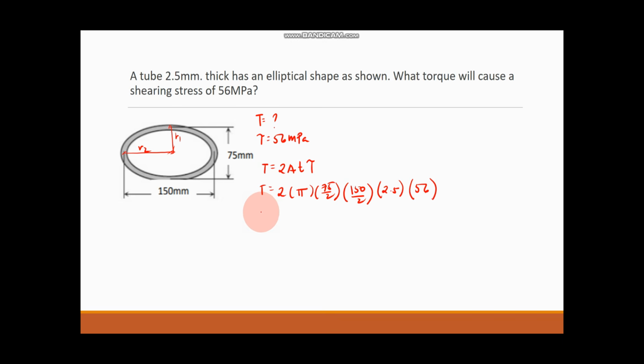So our torque is equal to, it's very easy, direct substitution only. It is equal to 2.47 times 10 raised to 6 Newton millimeter, or if you want to convert it to kilonewton meter, it is equal to 2.47 kilonewton meter. So this is the final answer.